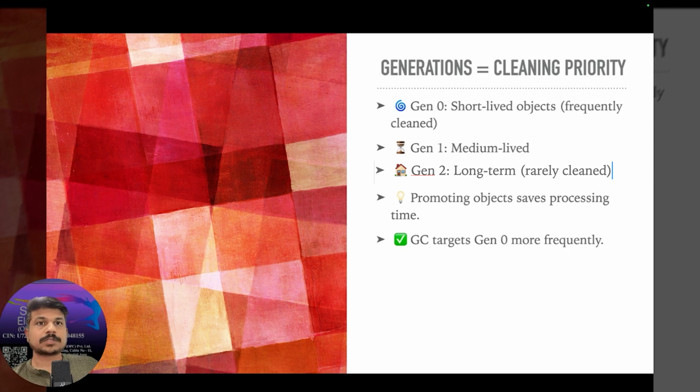To optimize performance, .NET groups objects into three generations. Gen 0. These are short-term guests. The rooms are cleaned very frequently. Gen 1. Guests that stay a bit longer, cleaned less often. Gen 2. Long-term guests, think of permanent residents, cleaned only when really needed. The system helps .NET focus more on quickly disposing of short-lived objects.